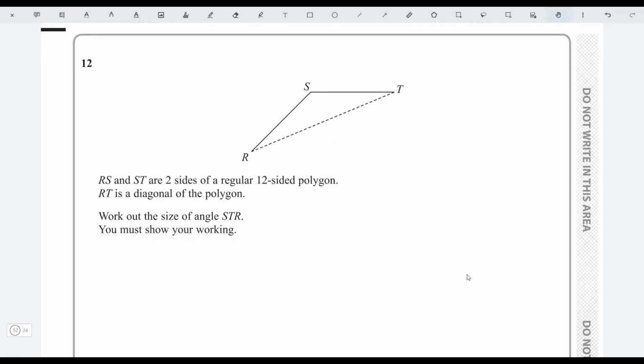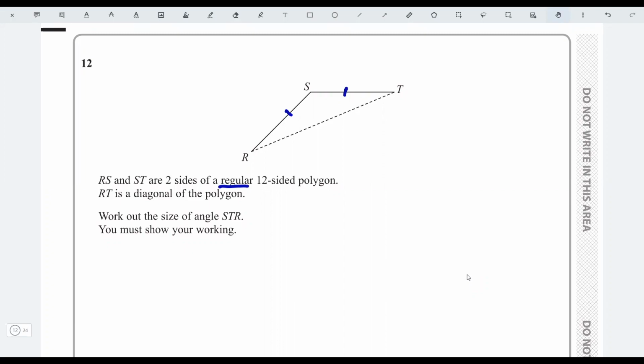Welcome back. Let's have a look at how to carry on the paper with the next few questions. So, I've got a triangle here. We've got some lines RS and ST, and they're two sides of a 12-sided regular polygon. Obviously we've got the word regular, which is very important. The word regular means the sides are the same. So automatically, I'm just going to put a line on there to let me know that these two lines are the same. And obviously this changes the situation because now my triangle is an isosceles triangle.